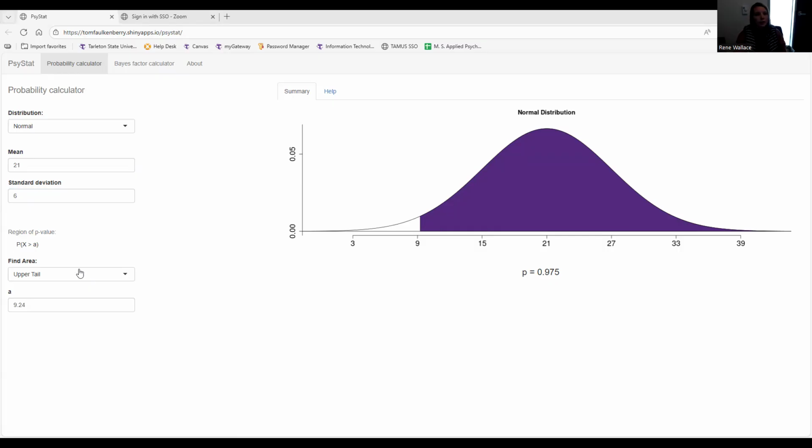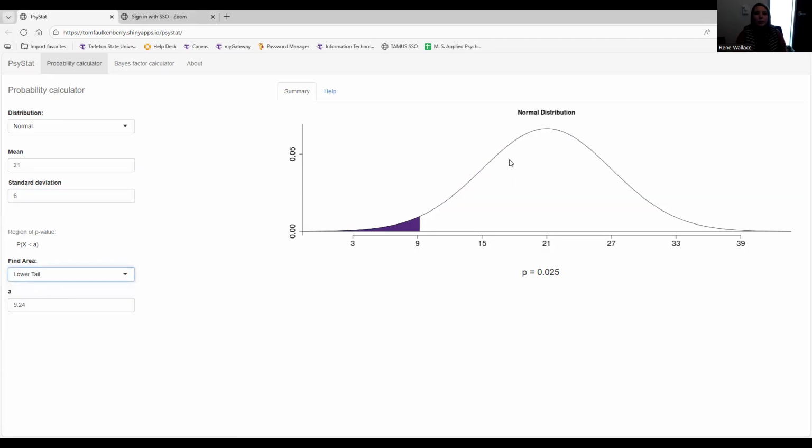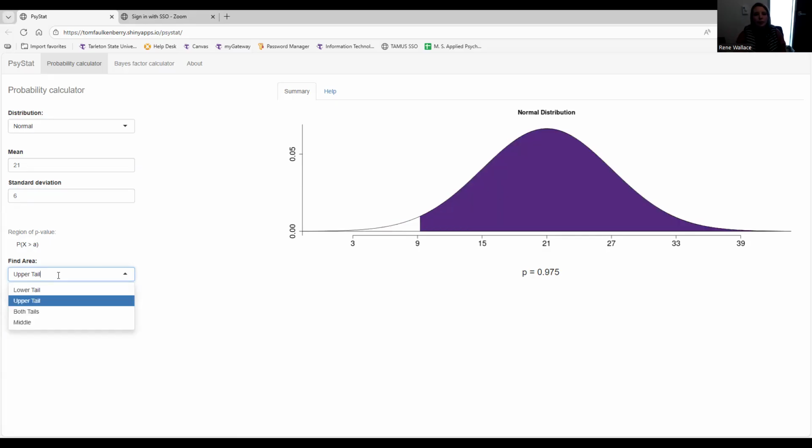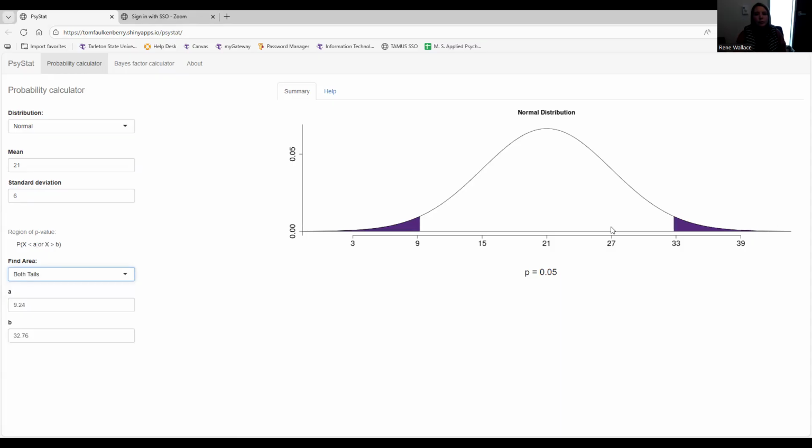So what we're going to do here is click lower tail. And the reason we want the lower tail is because we're asking what proportion is less than. And if we were trying to figure out what proportion is more than, then we would do an upper tail. Sometimes you might need information from both tails, when you need two different data points, or the middle, right?